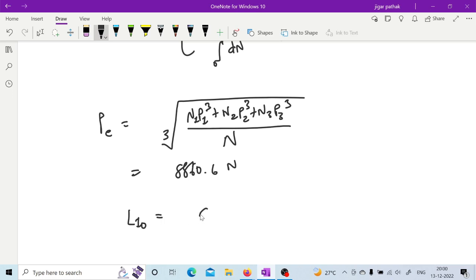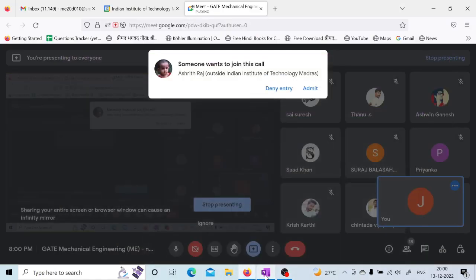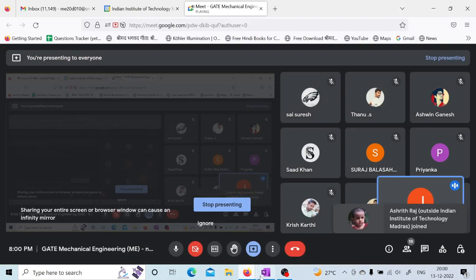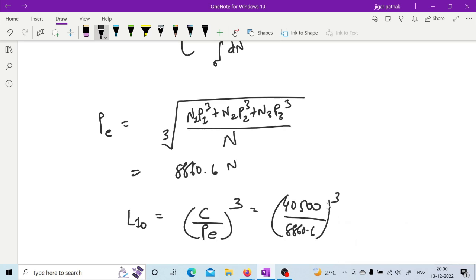Once you have this PE, you can calculate the life in millions of revolutions with this relation, (C/PE) to the power 3, because it is a ball bearing. C you have already, that is 40,500, divided by 8860.6, to the power 3. So what is the answer? It is almost around 96 million revolutions, right?